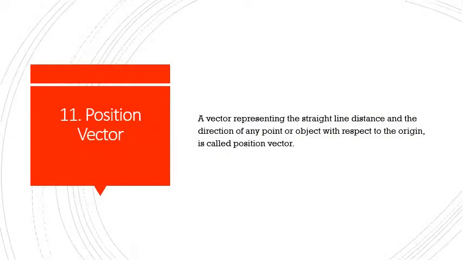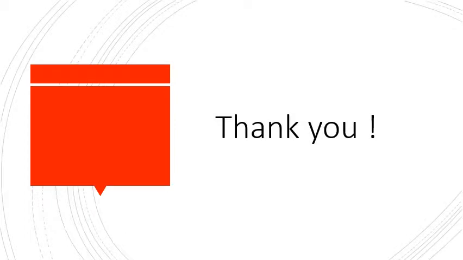The last type is the position vector. A vector representing the straight line distance and the direction of any point or object with respect to the origin is called a position vector. So students, in this video we discussed what scalar, vector and tensor quantities are, and we discussed all the types of vectors with diagrammatic representations. I'll meet you in my next video. Thank you.